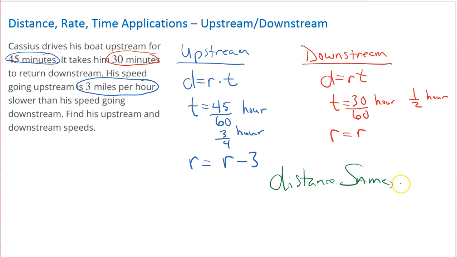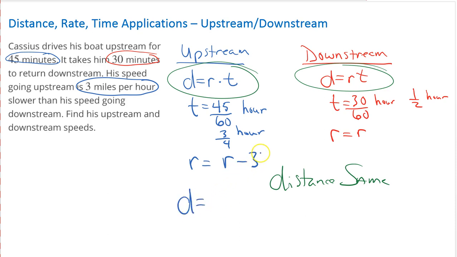Okay? Now, since distance is the same, I can say that this D is equal to this D, right? So D is equal to R times T. So now I'm using my formula. Back to the blue scenario, the upstream situation, D is equal to R, which we called R minus 3, times our time, which is 3/4.